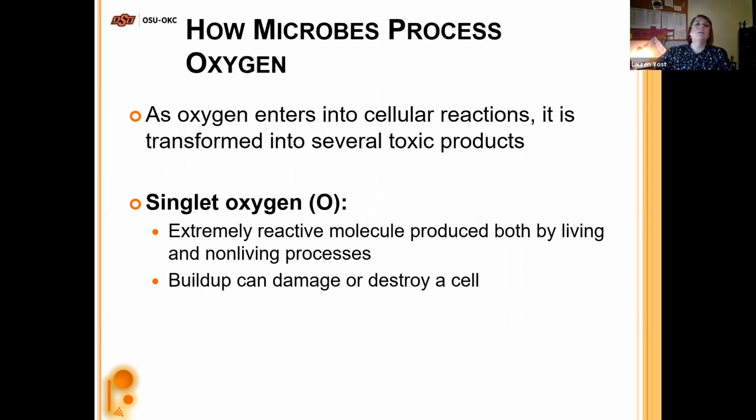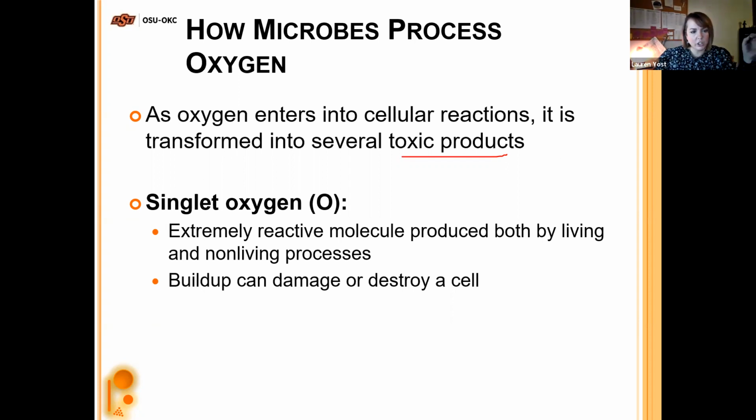How microbes process oxygen. So how do we deal with oxygen? If we're a microbe that is exposed to oxygen on a regular basis, how do we protect ourselves from byproducts of oxygen? Whenever oxygen is in the environment or we're breathing it and using it in aerobic respiration, we make these byproducts that can be pretty damaging to the cell. So oxygen enters into cellular reactions. It's transformed into toxic products.